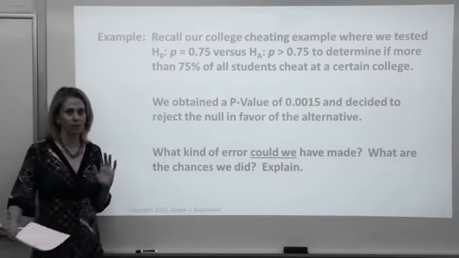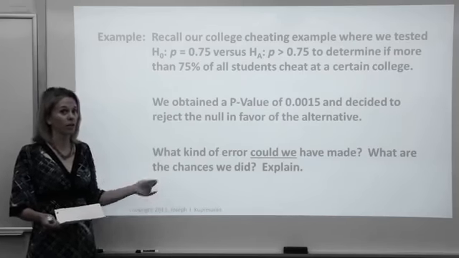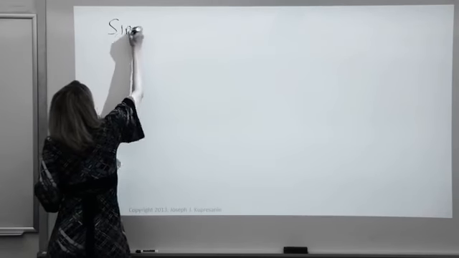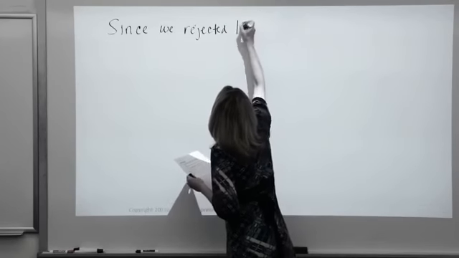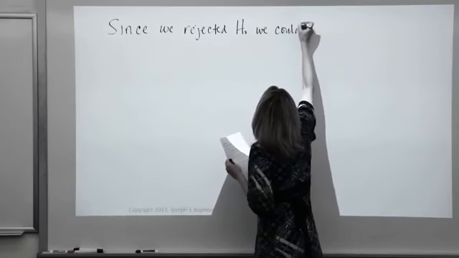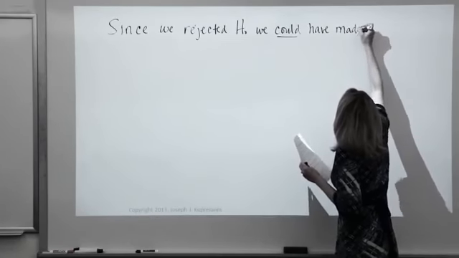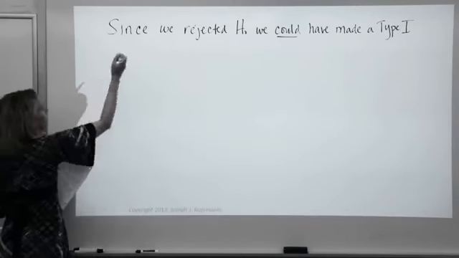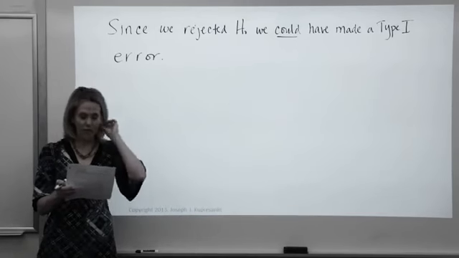Okay, so what kind of error could we make? There's type 1 or type 2. Since we rejected the null hypothesis, the type of error that we might have made would be a type 1 error. That happens when you reject the null hypothesis, but it's actually true. So let me get a clean piece of paper here, and we'll say first of all which one we made. So since we rejected the null hypothesis, it's possible that we made a type 1 error. And then the second part of this is to talk about what are the chances that we did this. So that answers the first part. What are the chances that we did this?